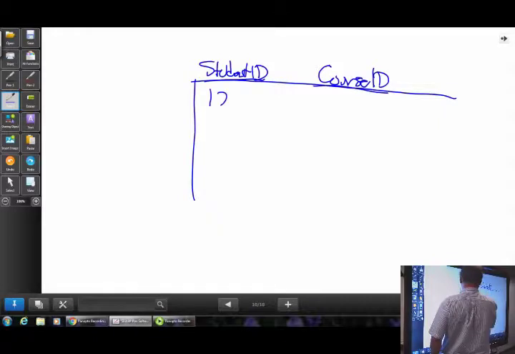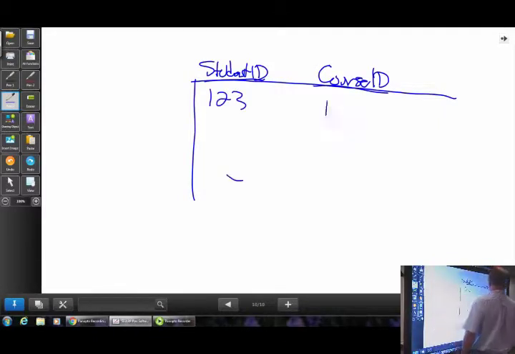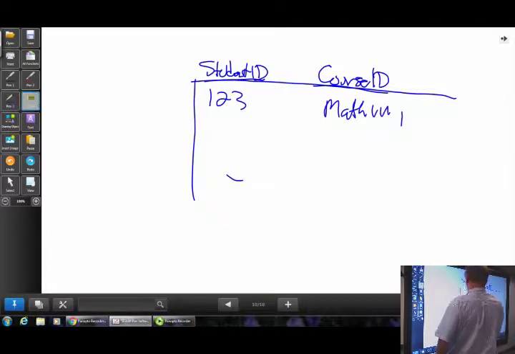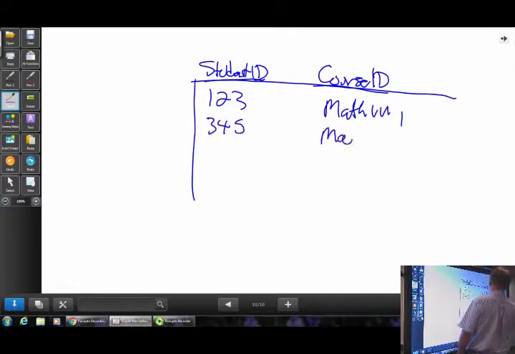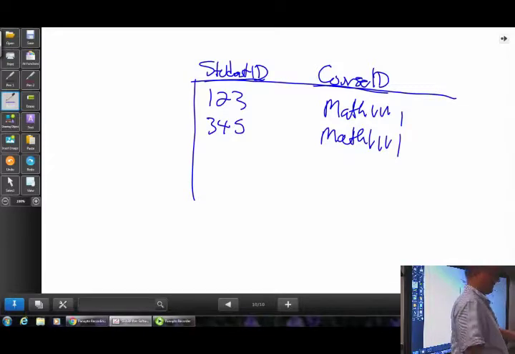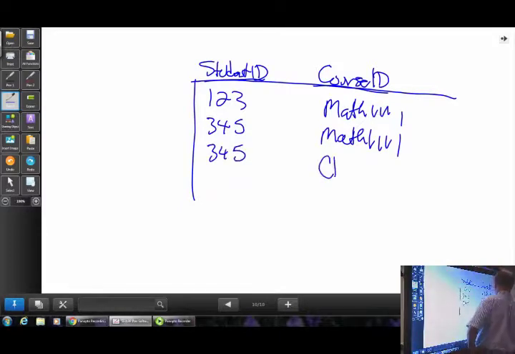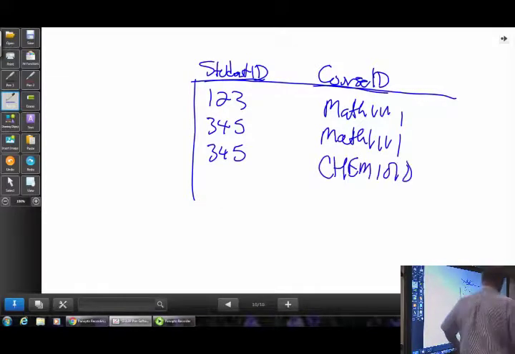So I have Joe signs up for math. Then, just assume three, I think this is Michelle, 3, 4, 5. Michelle signs up for math. Two people in the same course. That makes sense. That happens. Okay. Then Michelle signs up for chemistry, or whatever number that happens to be.